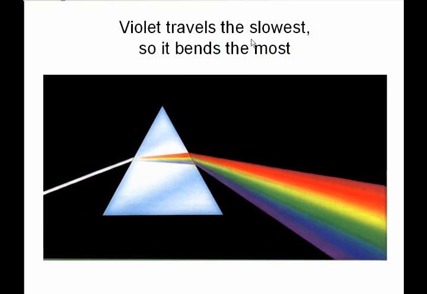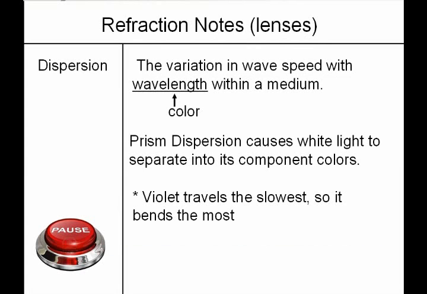So the violet travels slower inside the medium, and that makes it bend more. So it bends more at this first surface, and then it bends more again at the second surface. And so we're separated even farther. Each color of the rainbow separates at a slightly different angle because it's going at a slightly different speed. Violet's the slowest and red is the fastest. Pause and copy.